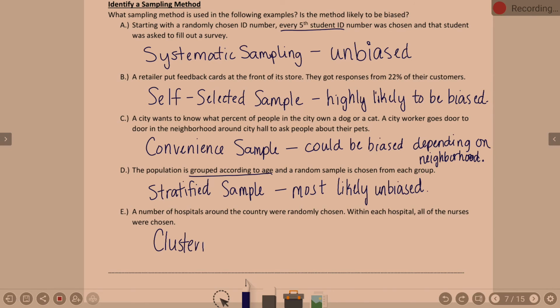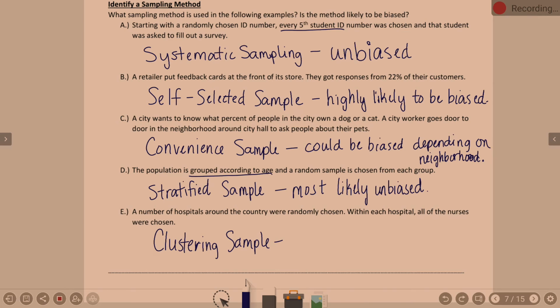Clustering sample. That's better. Gosh. Cluster sampling is what it's supposed to be. I am struggling. Okay, you get the idea.